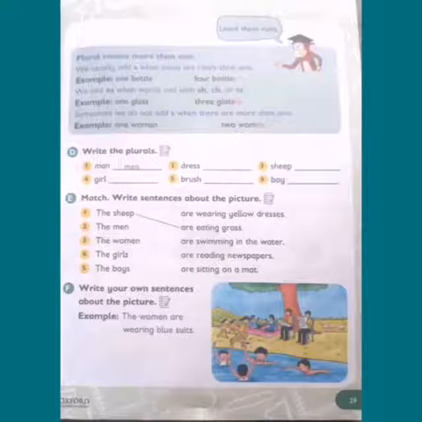So we add es with these kinds of words, like glass. If we have one glass, we write it glass. And if we have three glasses, we add es with the word to make it plural, and it becomes glasses. Glass, glasses. Three glasses.